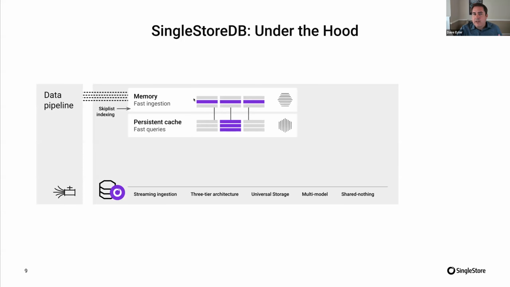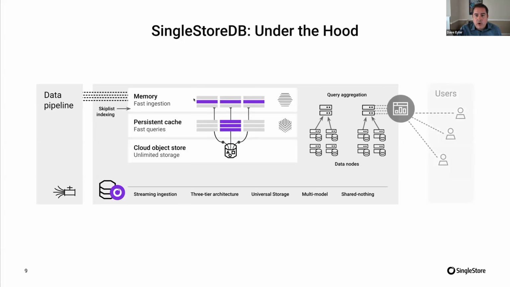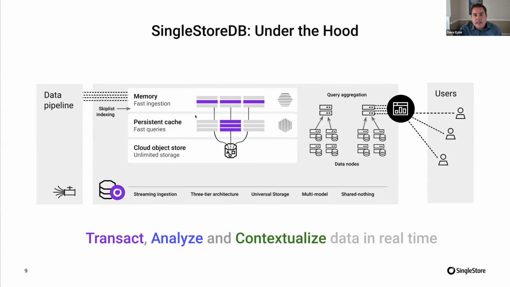But you might say, well, I've got a ton of data. I've got too much data. I can't fit it all. We got you covered with that too in cloud object stores. With our bottomless storage, as much data as you have, separated from compute, you can have cold storage and scale as much as you want with SingleStore. The structure of the database is with nodes we call leaves, and then we've also got aggregators. They aggregate the queries. Many users can access these queries. And what does this allow us to do, to bring us back? What are we accomplishing? Transact, analyze, and contextualize data in real time.